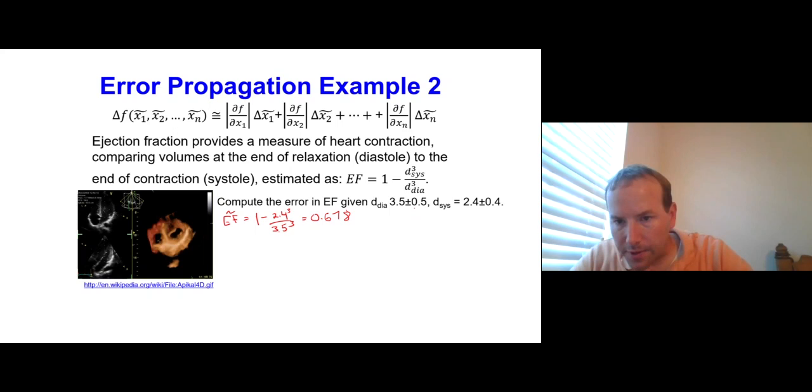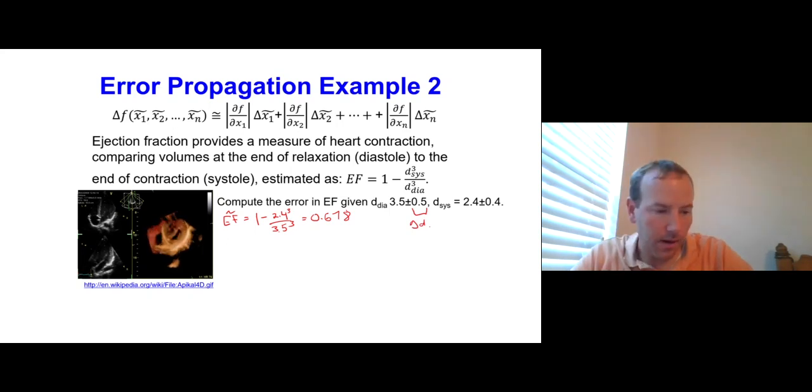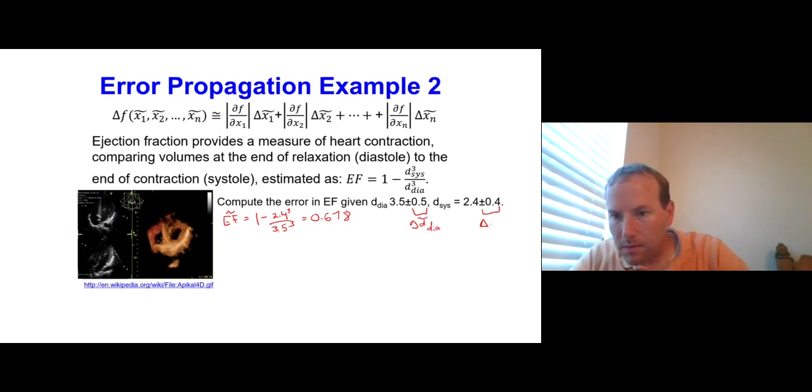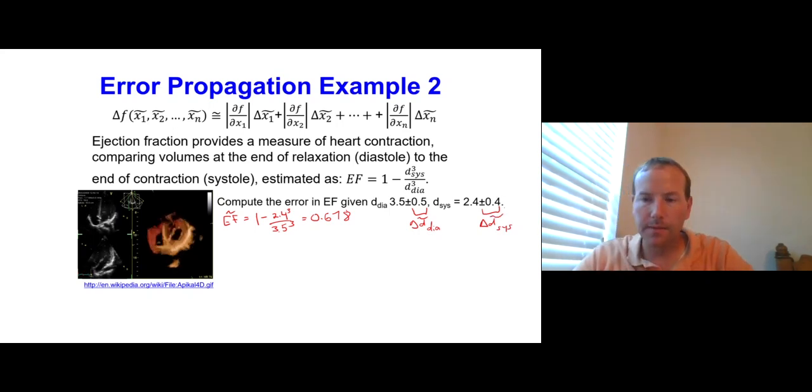And note here that now we're going to be looking at the errors. So this is our delta, this is our error in the diastolic dimension, and 0.42 is our error in the measured systolic dimension.